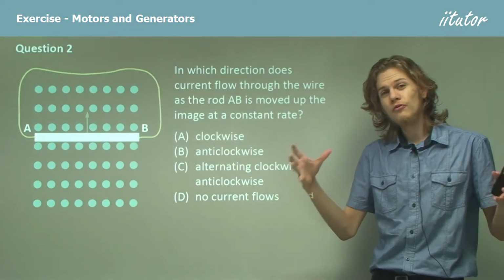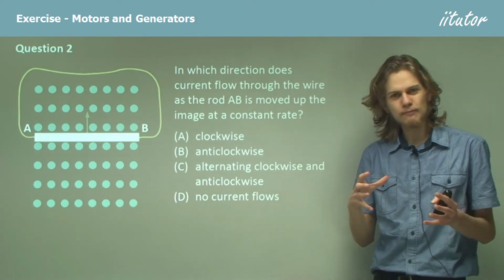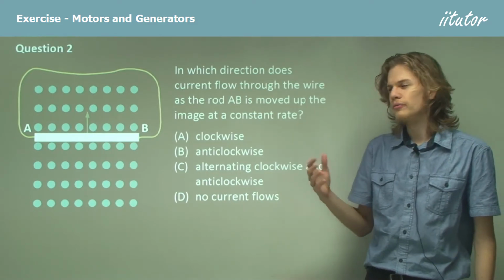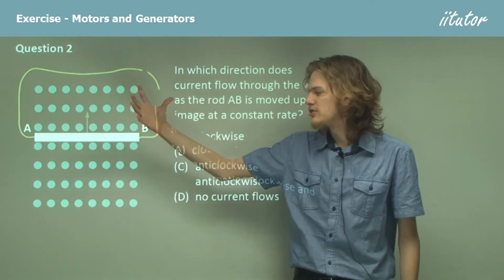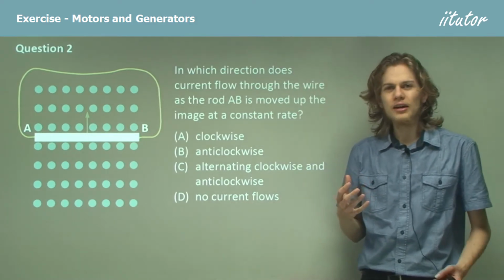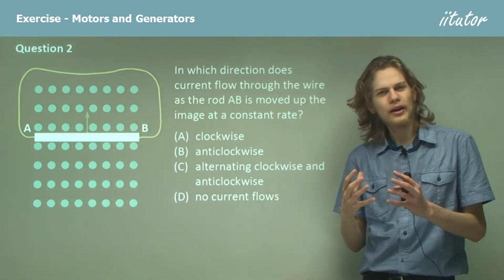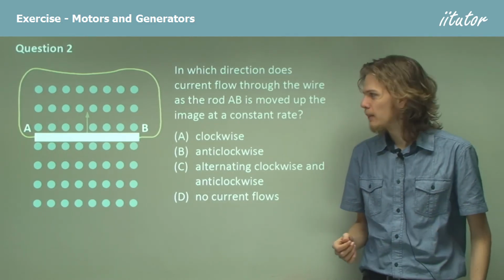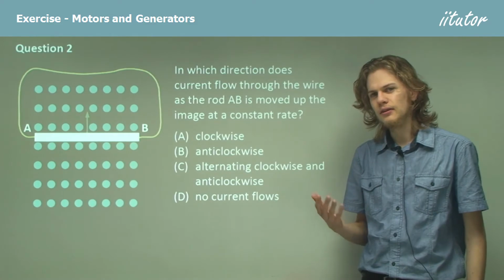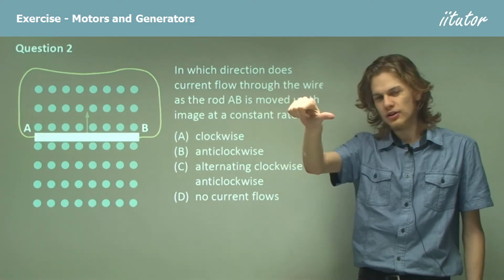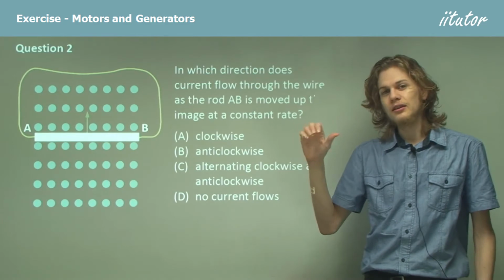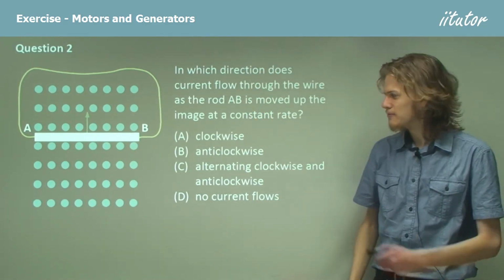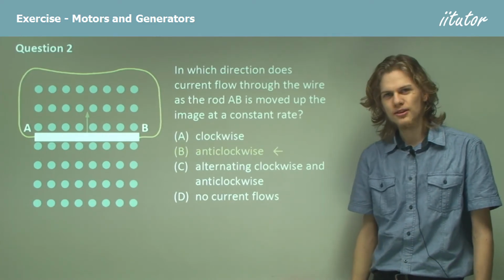So in order to prevent the magnetic field from decreasing, a current will flow in the loop that will cause a new magnetic field to be created pointing in the same direction. That means that even though there's less magnetic field there, it'll be stronger. So the total flux through the loop will be mostly the same. So we want to create a magnetic field pointing in this direction, which means that the current in the loop will have to go in that direction, that is, anti-clockwise. So B is the correct answer.